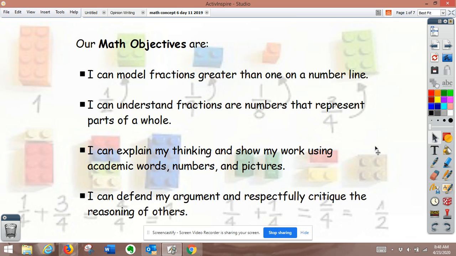Okay, here is lesson 12-5, fractions greater than 1. Our math objectives are: I can model fractions greater than 1 on a number line. I can understand fractions are numbers that represent parts of a whole. And I can explain my thinking and show my work using academic words, numbers, and pictures.